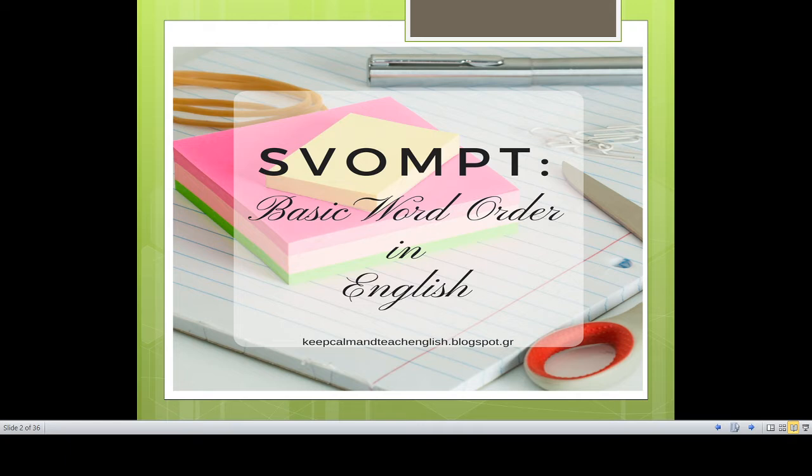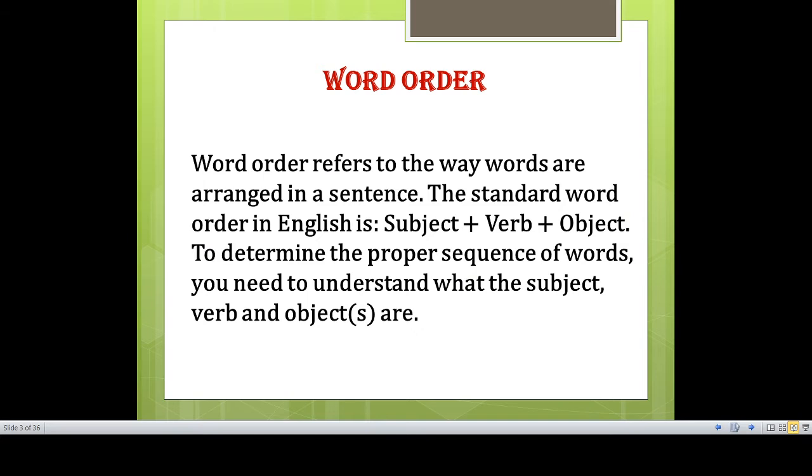So just keep in mind this SVOMPT. S for subject, V for verb, O for object, manner, place, time. So this is the order. To determine the proper sequence of words, you need to understand what the subject, verb, and object are. You need to know that.